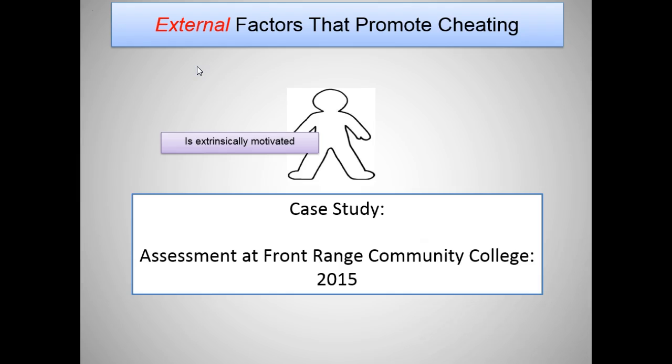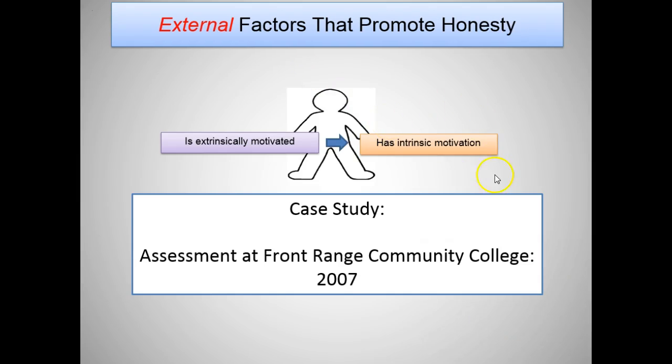I want to offer a case study of assessment at Front Range Community College. We can talk about what things were like back in 2007 versus today in 2015. I think I had these slides backwards. Going back to before 2007, many of us at Front Range were cheating when we were doing assessment. We were not doing authentic assessment. We were not intrinsically motivated to do assessment because we thought we were doing it for someone else.